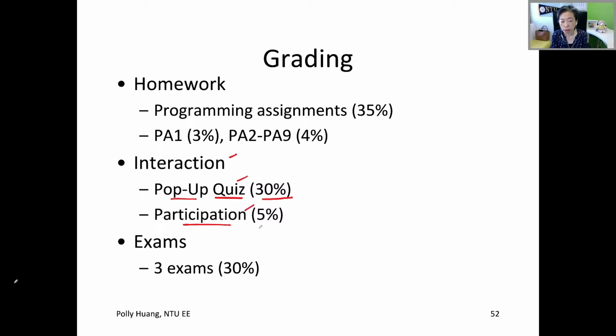Participation. This counts all the interactions between you and the class. Asking a question or answering questions from others in the class will all count. And interaction through all kinds of channels, such as Discord, email, YouTube live chat session, as well as the Google Meet video session that you might be using for office hour. All of those count, and together maximum 5%.